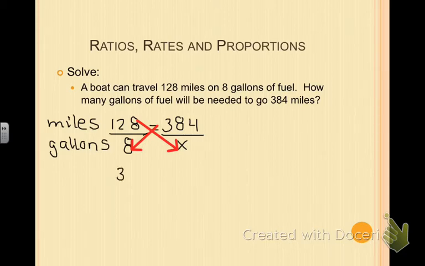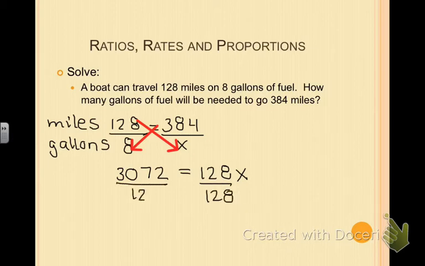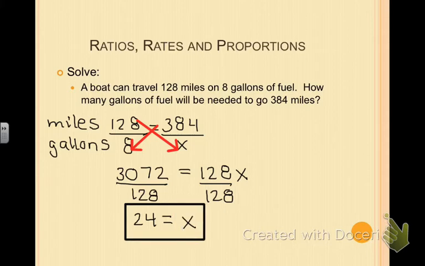So 3072 equals 128x. In order to isolate the variable, we have to divide both sides by 128. This gives us 24 equals x. Therefore, the boat will need 24 gallons of fuel.